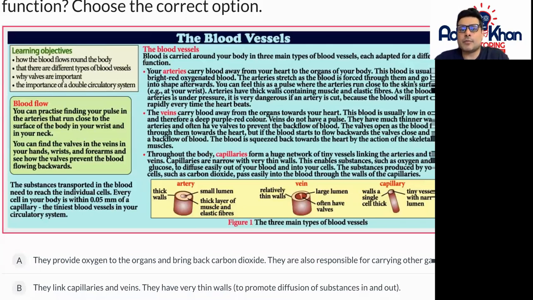We're looking at blood vessels here. So you can find pulses and arteries in your body if you were to just put your finger around your wrist and on the side of your neck as well, and you'll be able to find that pulse.